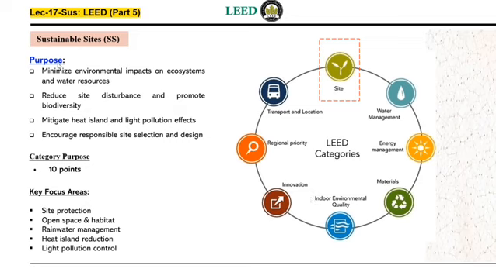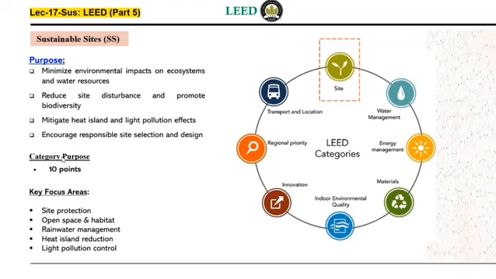Here we can read why this category is designed. The purpose is to minimize environmental impacts on ecosystems and water resources. Also, reduce site disturbance and promote biodiversity. Next, mitigate heat island and light pollution effects. Number 4, encourage responsible site selection and design.